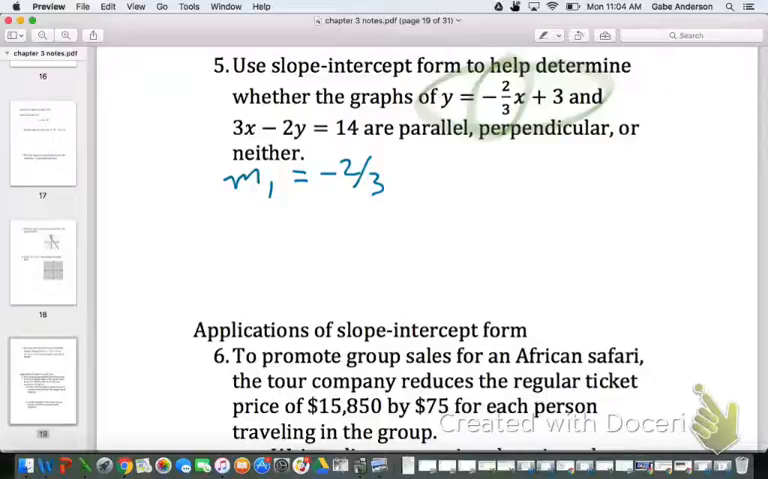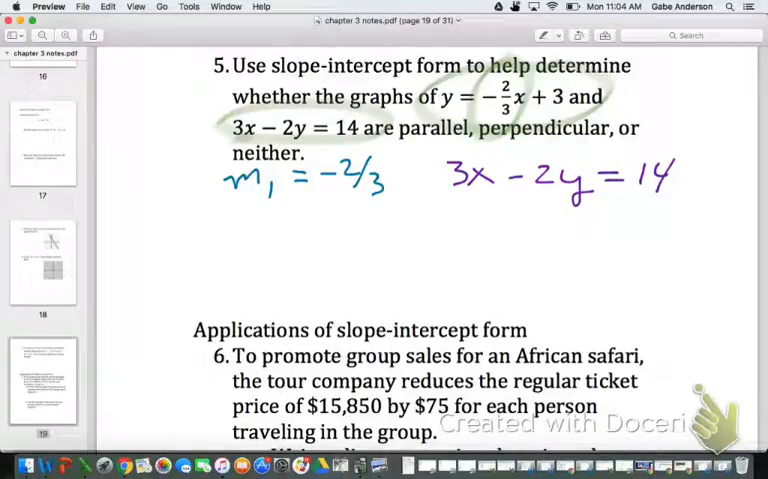What is the slope of the other line? Do we know that right away? No. What do we have to do in order to get it there? What do you do? Just say it. Isolate the y. Yeah, isolate the y, also known as? Put it in y equals mx plus b form. Yes, that is correct. So what is that? Slope-intercept, yep. 3x minus 2y equals 14.